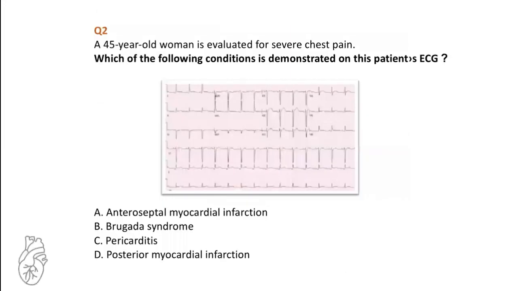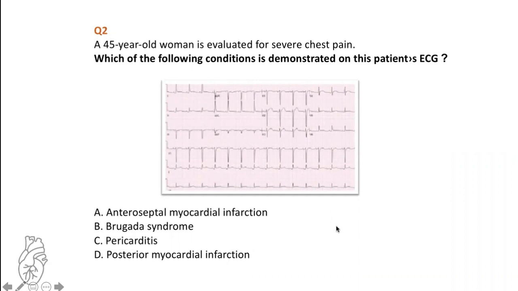The second case, we have a 45-year-old woman evaluated for severe chest pain. The ECG, maybe you can't appreciate all of it, but try to work it out, guys. It usually comes up in the exam. Is this anterior septal MI, Brugada syndrome, pericarditis, or posterior myocardial infarction?